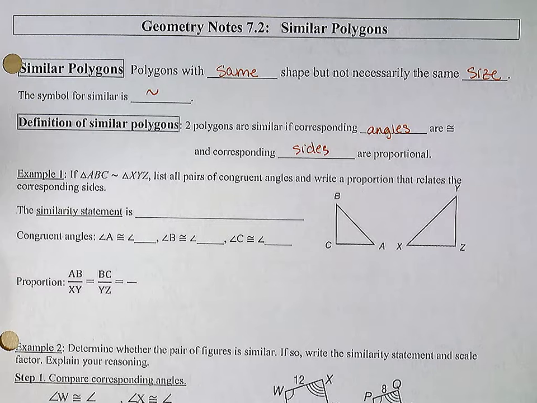Okay, so in similar polygons, your angles are congruent. That's why when we were trying to prove triangles congruent to each other, we didn't have an angle, angle, angle, because that could mean they're similar but not necessarily congruent. In this case, for similar polygons, you have to have all of your angles congruent to each other. But your sides then are just proportional, meaning they have the same ratio.